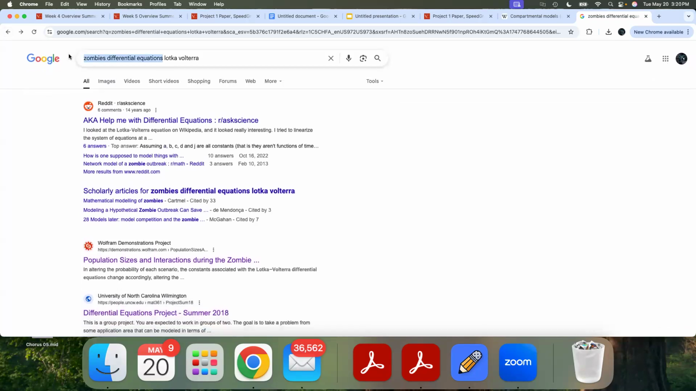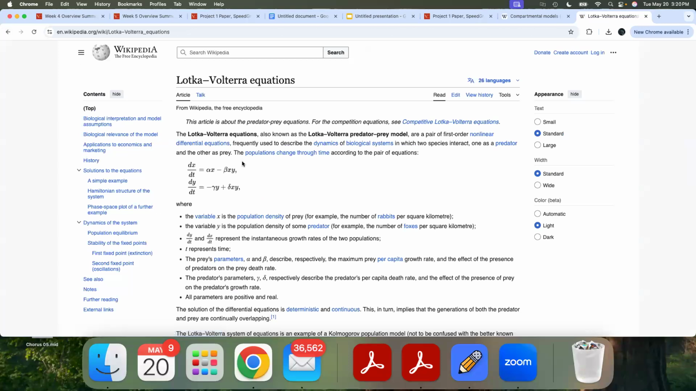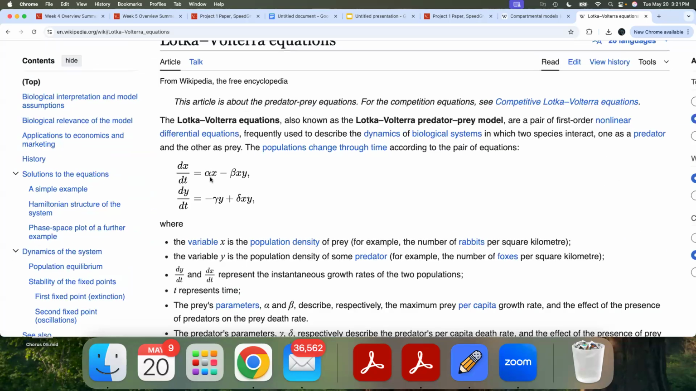Now, what is Lotka-Volterra? It's another system of a couple of differential equations where X represents my prey, say rabbits, and Y represents the number of foxes, my predators. So the foxes are eating the rabbits. And I've got some regular population growth term here.